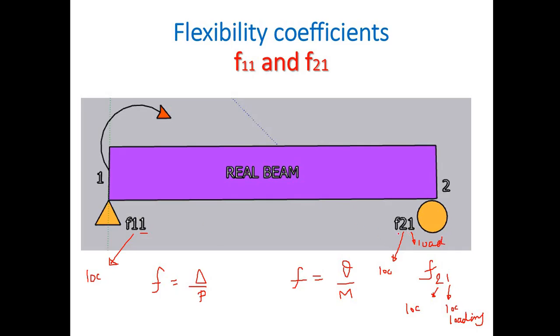So F21 represents the flexibility coefficient at point 2 due to moment applied at point 1. And F11 is the flexibility coefficient at point 1 due to moment applied at 1. So this is the real meaning. And regarding the conjugate beam, the support conditions are the same. There is no difference between the real beam and the conjugate beam. They have the same support conditions, and we start evaluating the shear force.